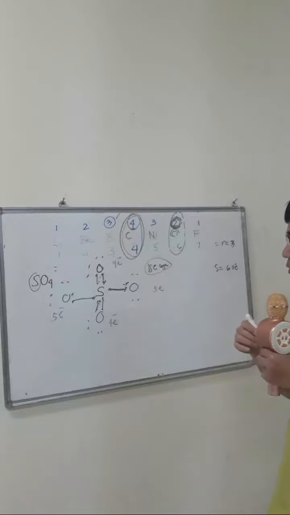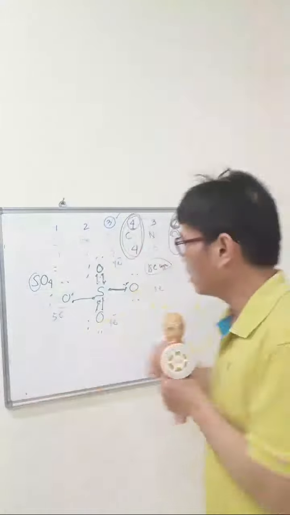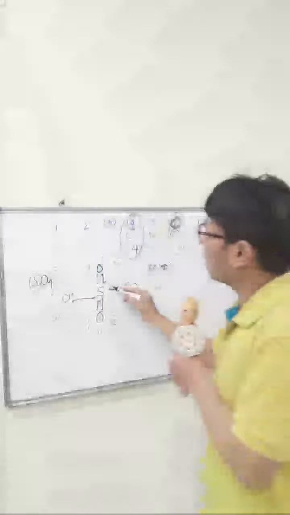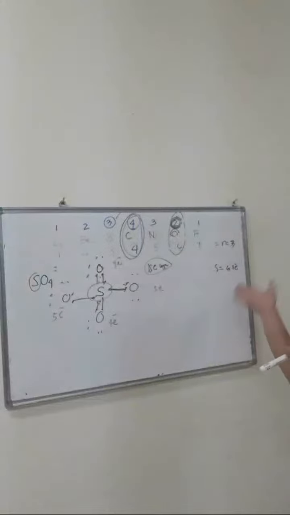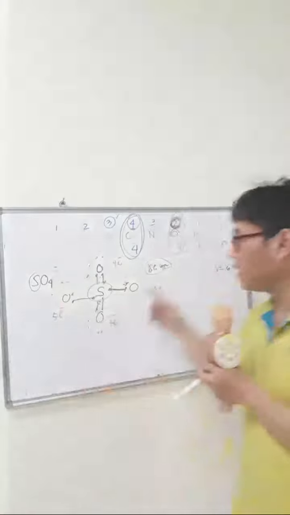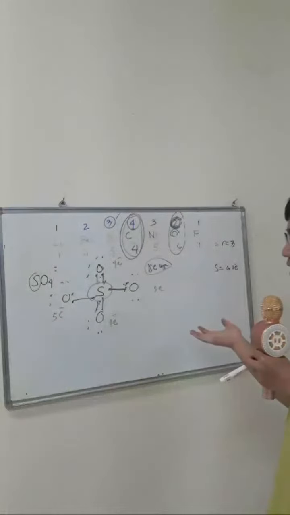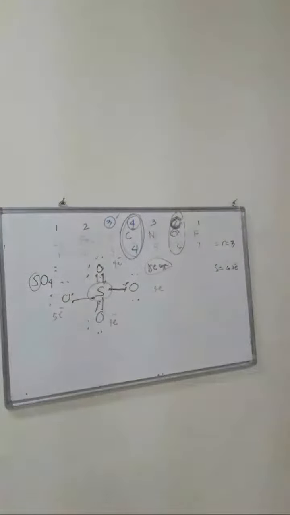In terms of sulfur, all electrons of sulfur have been shared to oxygen. So we need to say sulfur is doing a non-polar covalent bond with respect to oxygen, and oxygen is doing a polar covalent bond with respect to sulfur, because there are excess electrons of oxygen that remain.